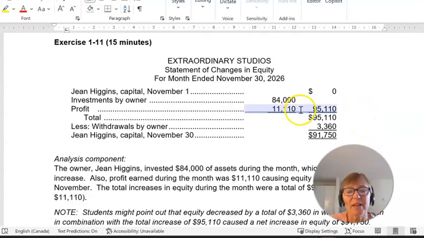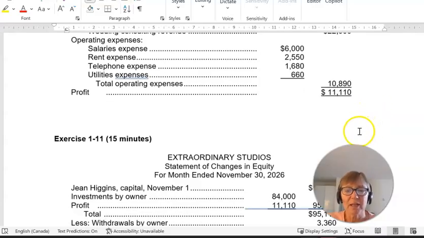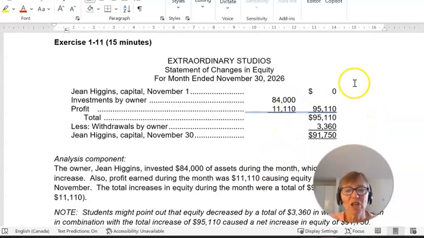And then we've got the profit. Remember, our statements link together. So the profit from our income statement gets brought down to our statement of changes in equity. So we've got a zero opening. We've got an investment by the owner plus the profit gives us a total inputs. Then we have less the withdrawals by the owner to give us an ending balance of November 30th, which is 91,750. Don't worry right now about the analysis component, okay?